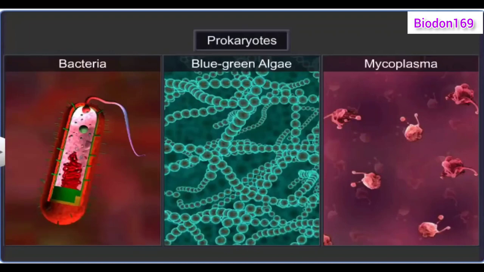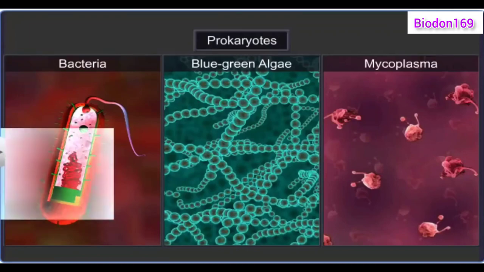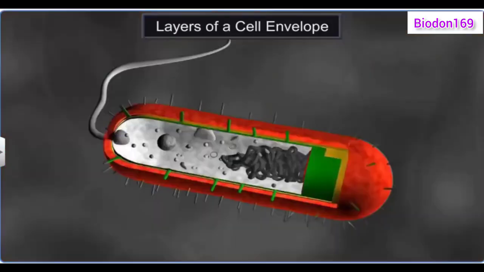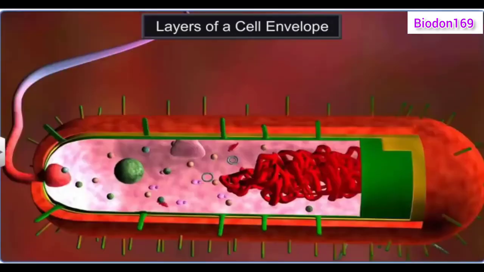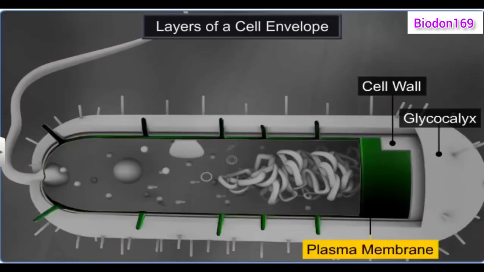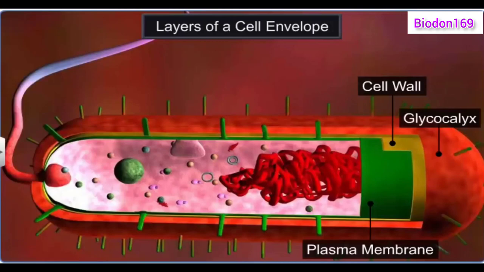Microscopic studies reveal that most prokaryotes, except for a few such as mycoplasma and thermoplasma, possess a cell envelope, a complex, tightly bound, three-layered chemical structure consisting of the outermost glycocalyx, followed by the cell wall and then the plasma membrane. The layers together act as a single protective unit, though each has its distinct function.